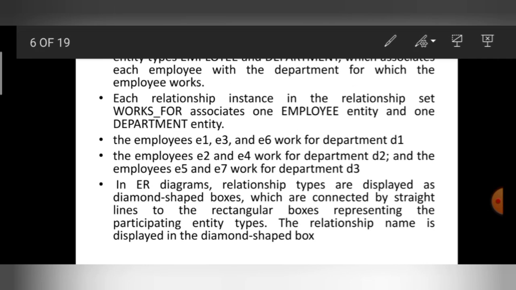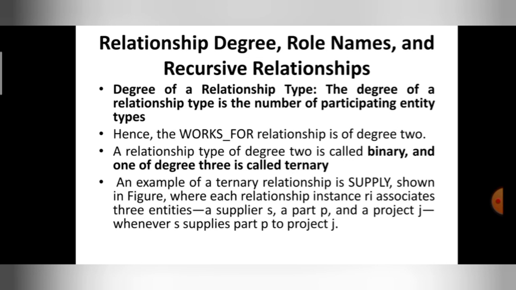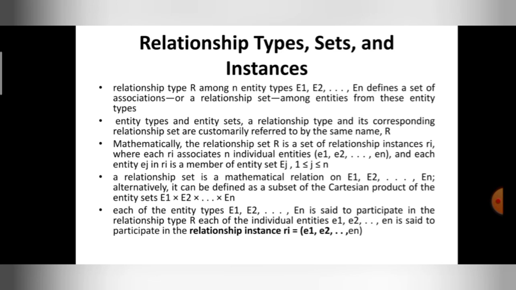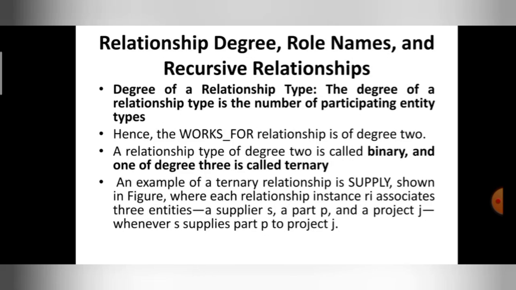So now you understood the relationship. So far you understood what a relationship type is. What is the type of this relationship? Works for. Employee works for the department. So the relationship type is works for. Next, the relationship degree. What is a relationship degree?